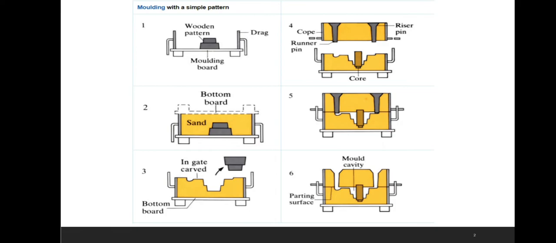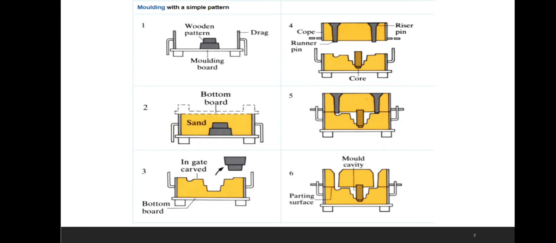First, we need to place a pattern in sand to create a mold. In this first picture you can see one box, that is a drag box. In the drag box middle we are going to keep a wooden pattern, and the bottom plate is called a molding board. And the second thing is we need to incorporate the pattern and the sand in a gating system.